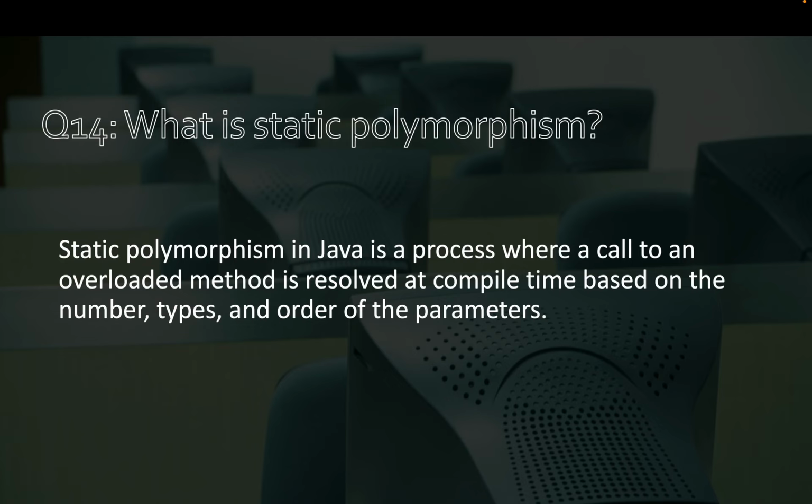Question number 14. What is static polymorphism? Static polymorphism in Java is a process where a call to an overloaded method is resolved at compile time based on the number, types, and order of the parameters.